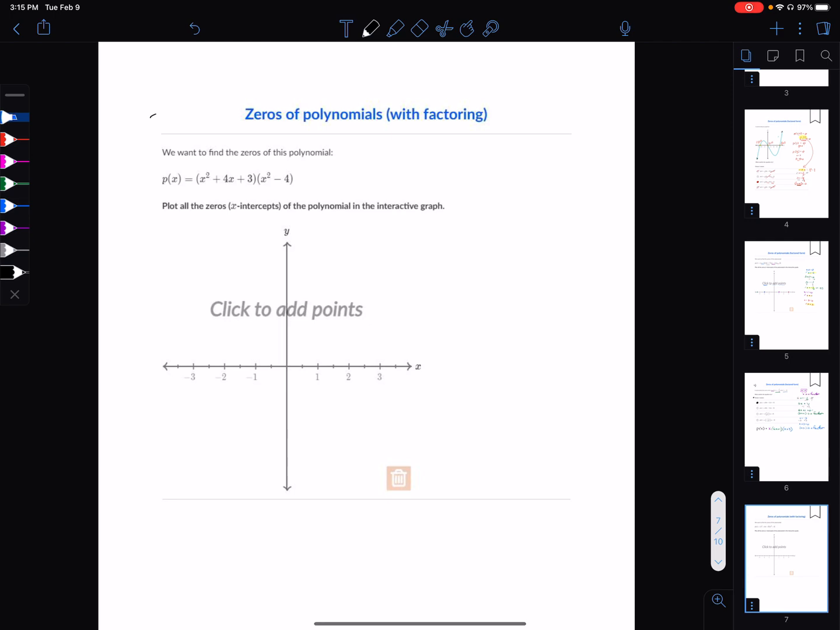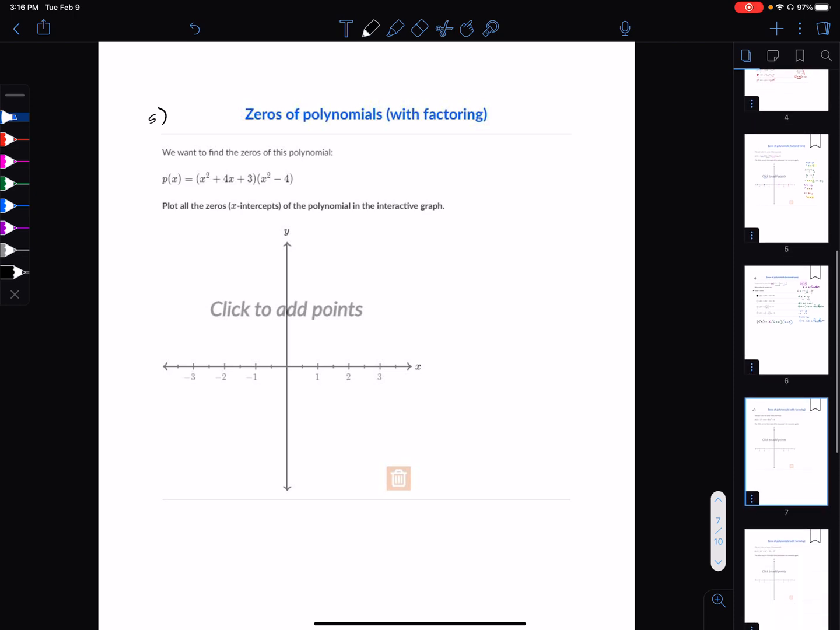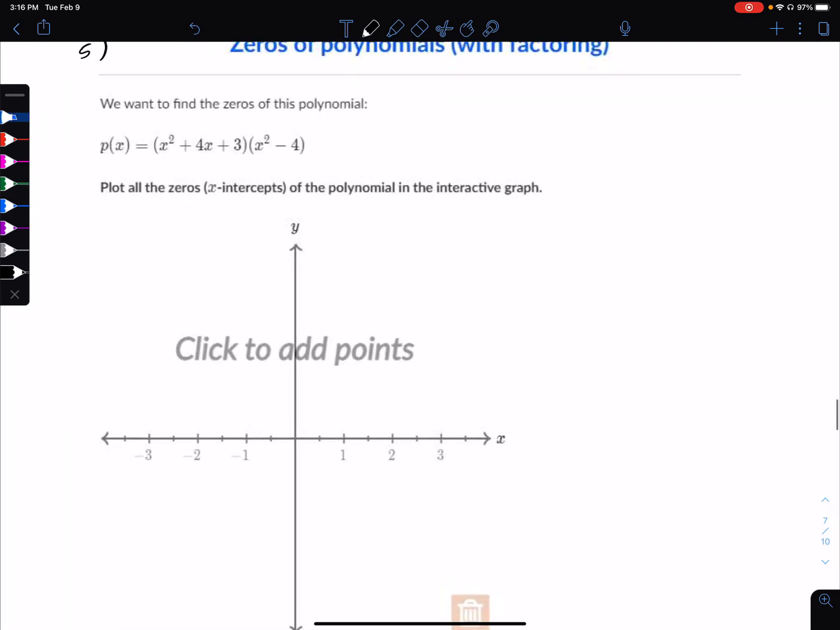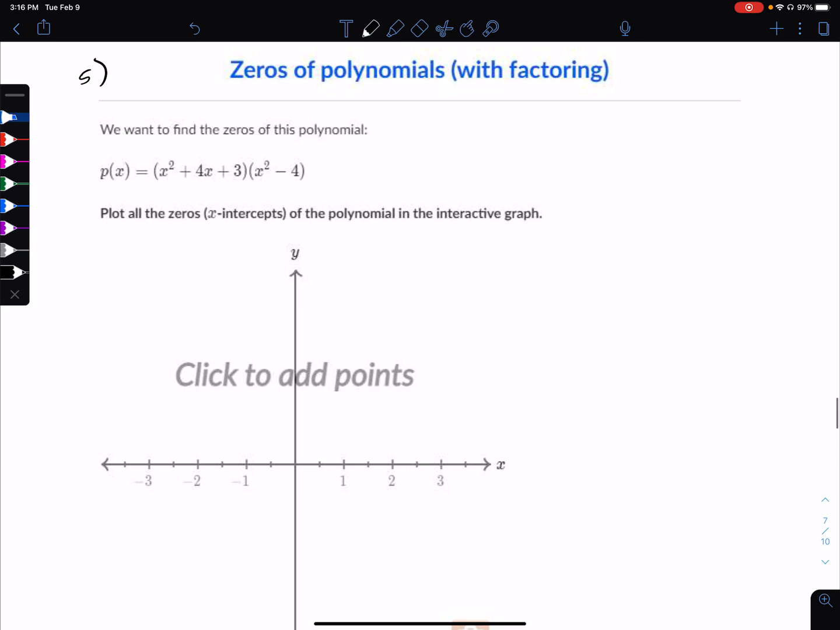This is the 5th problem, if you want to think of it that way, and page 7 of this document now. So we want to find the zeros of this polynomial, and they're just having us use an interactive graph to mark where they are.